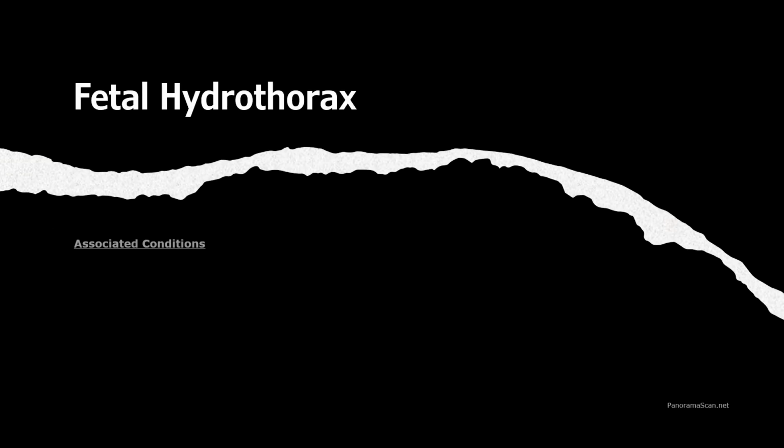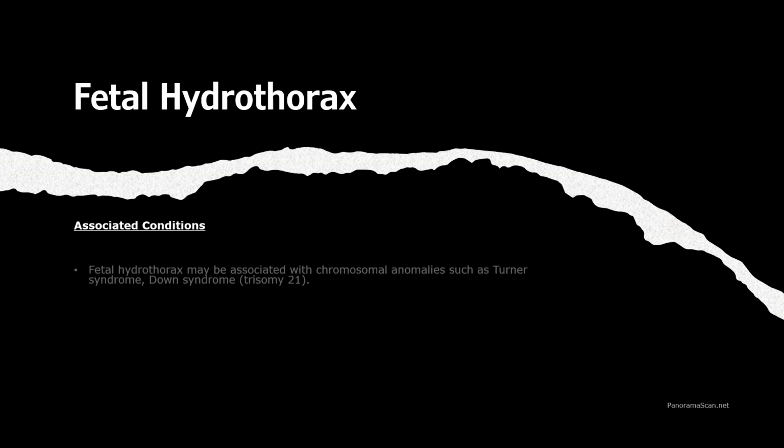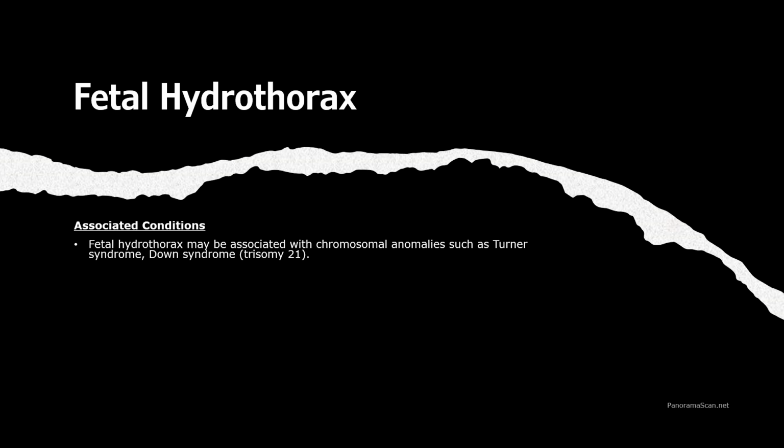Let's take a look at the associated conditions, management and prognosis for fetal hydrothorax. Fetal hydrothorax is often linked with chromosomal abnormalities, including Turner syndrome and trisomy 21. Additionally, hydrothorax can be associated with cardiac or lymphatic abnormalities, intrauterine infections, or maternal conditions, all of which may influence the severity and outcome of the condition.